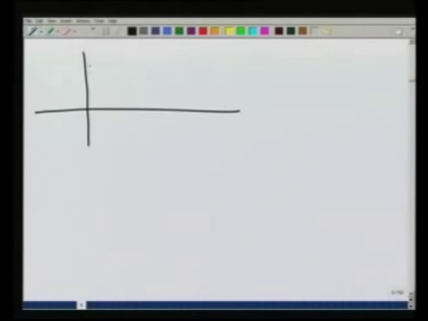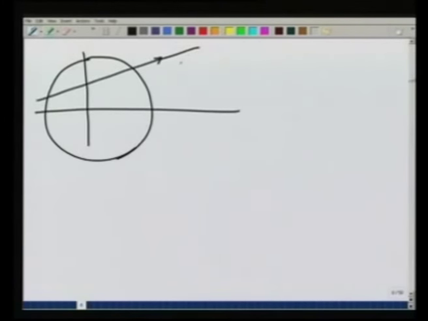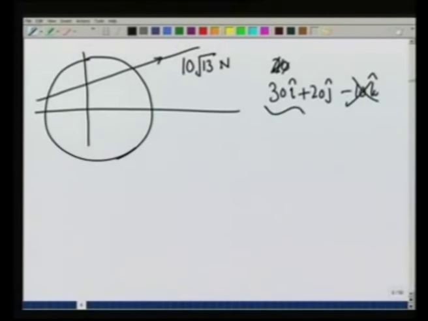So, as far as the rotation of the disk is concerned, a force is acting on this of the magnitude 10 square root of 13 newtons along this line, which is given by the vector 30 i plus 20 j minus 10 k. This we have ignored. So, in the plane x y, this is given by this. So, this line has a slope of 2/3 and it is passing through the point 10, 10.